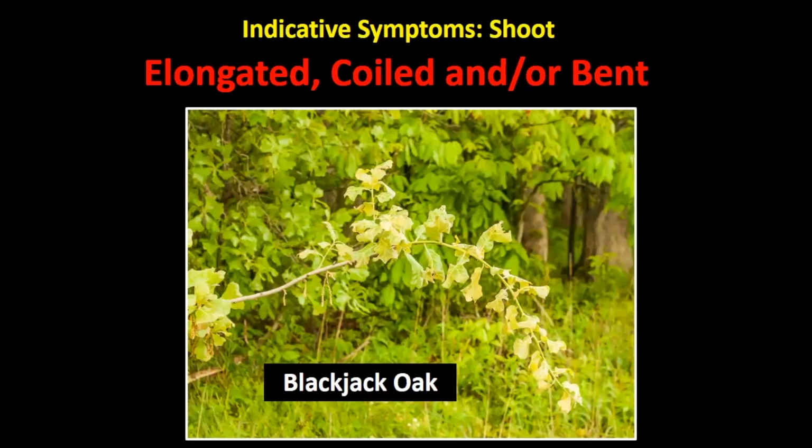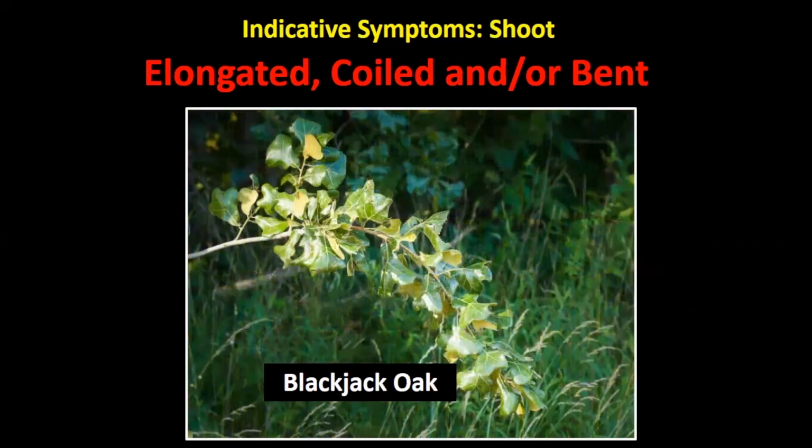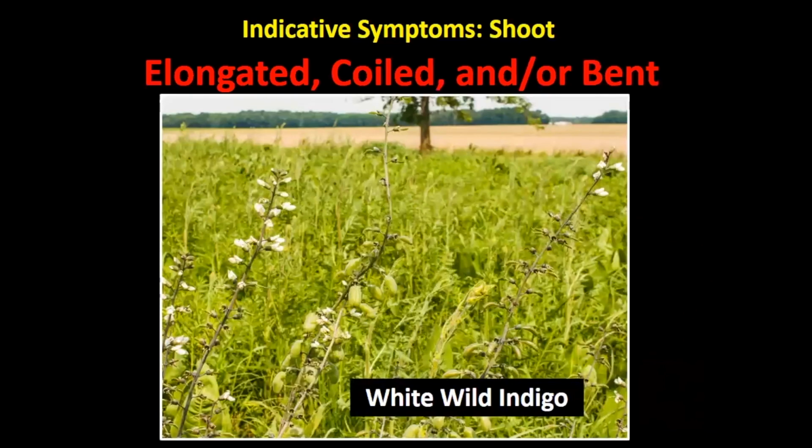As with a lot of other symptoms, elongated, coiled, and bent here is not just by itself. If you look at these leaves, you can see that they're slightly deformed as well. I'm going to show you the same shoot later in the summer. A couple of months later, this is the same shoot. You can still see the bending, but it might be hard to actually at this point identify that this was sort of an unnatural growth. So this is one symptom that probably is most easily identified early in the growing season.